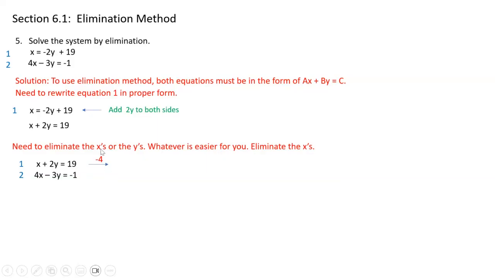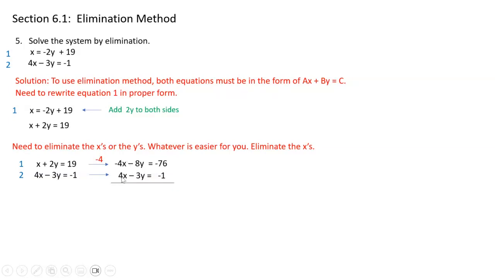But in math, you have to do the proper steps or procedures. What you do to the left side, you also do to the right side. So I need to multiply negative 4 times every term, or both sides of the equal sign. Negative 4 times x will give us negative 4x. Negative 4 times 2y will give us negative 8y. And negative 4 times 19 will give us negative 76. So equation 2, all we do is slide it over. Right, same thing. Now we add them.